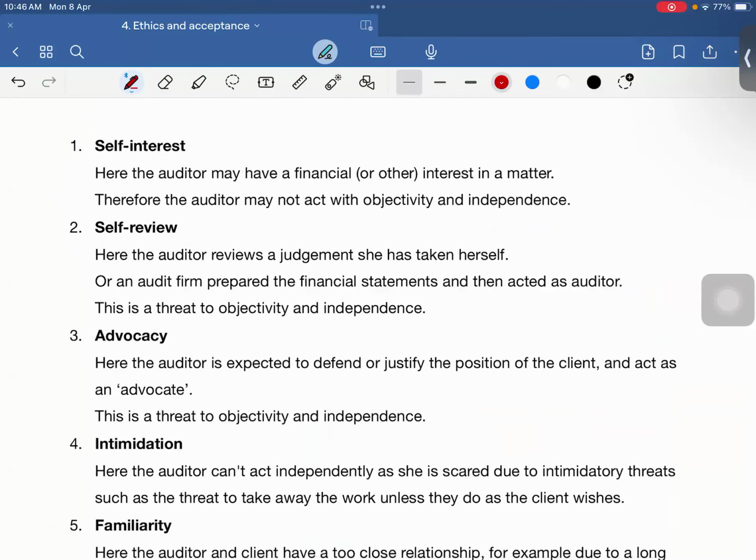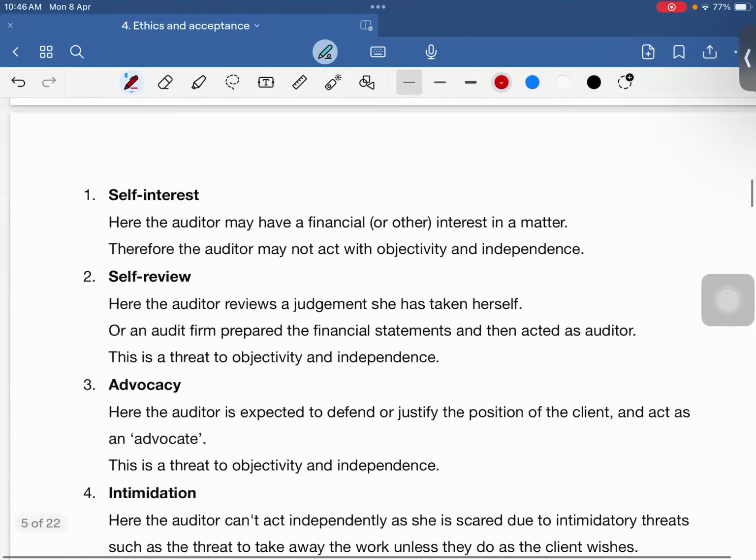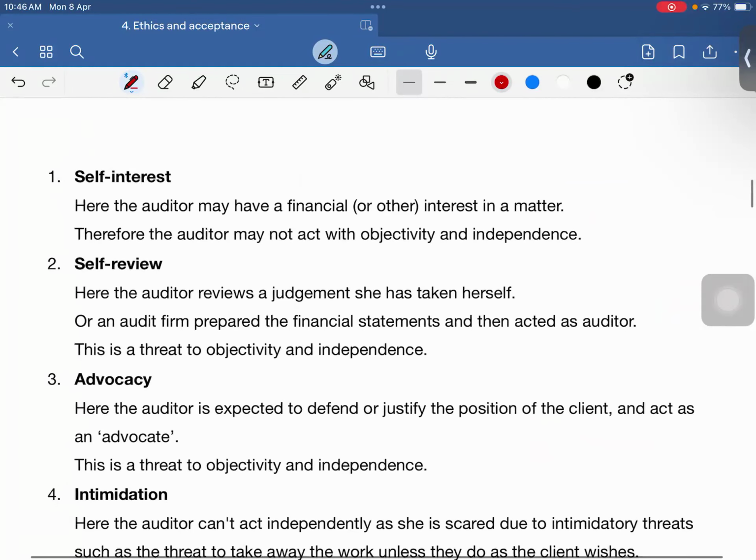First one is self-interest. Whatever I am telling now is completely from the auditor's perspective. If you are an auditor and you are prone to a self-interest threat, you have to take safeguards. If you are an auditor and you are prone to a self-review threat, you have to take a safeguard. Clear? First one, self-interest.